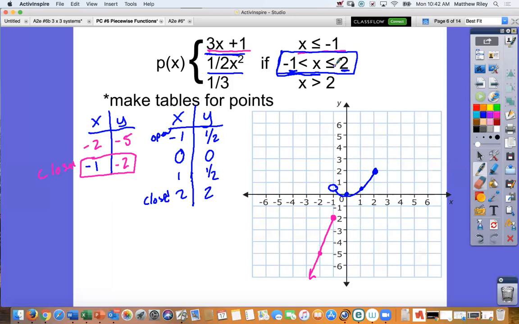And then the last one, I don't really even need to make a table. I want my x's greater than 2. So is that an open circle or closed? Open. And when x is 2, I will go ahead and make a table, but you don't need to. So x is greater than 2, like 2 and 3. No matter what I plug in for x, as long as it's greater than 2, what's my outcome? It's just 1/3. So I've got 2, 1/3. 3 is 1/3. 4 is 1/3, and so on and so forth. There you go.